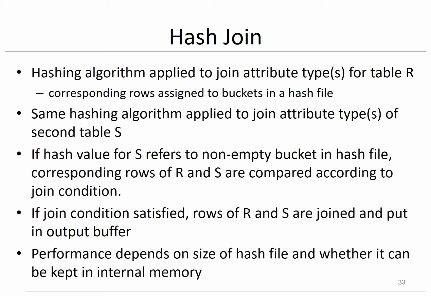Still, given the possibility of collisions, rows with different column values may still be assigned to the same bucket, so not all rows assigned to the same bucket will necessarily satisfy the join condition. The performance of this approach depends on the size of the hash file. If, instead of a physical file, the hash structure can be maintained entirely in internal memory, a hash join can be very efficient.